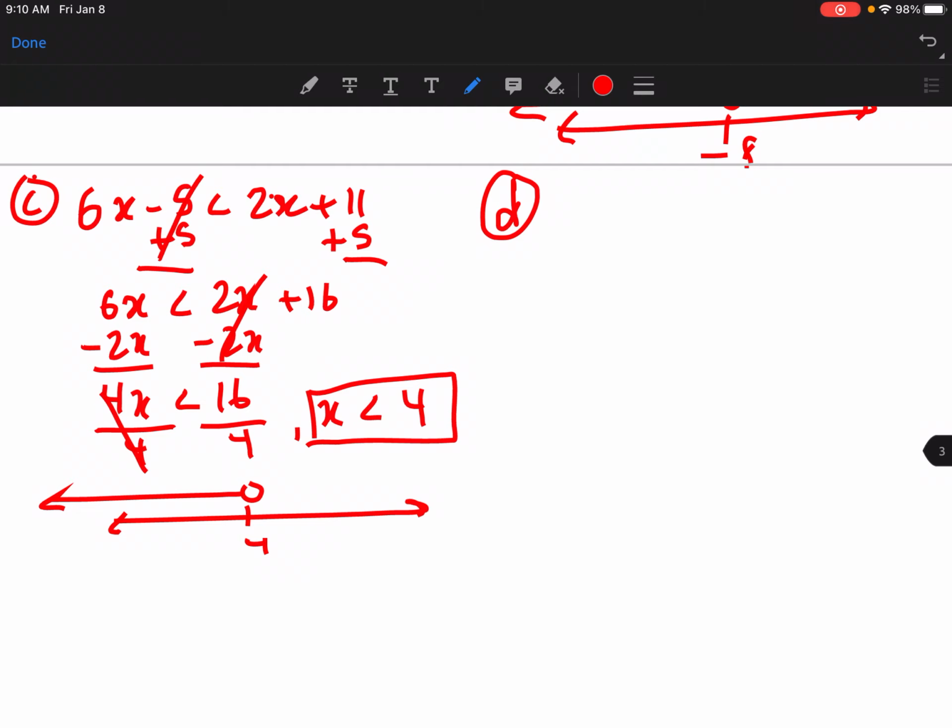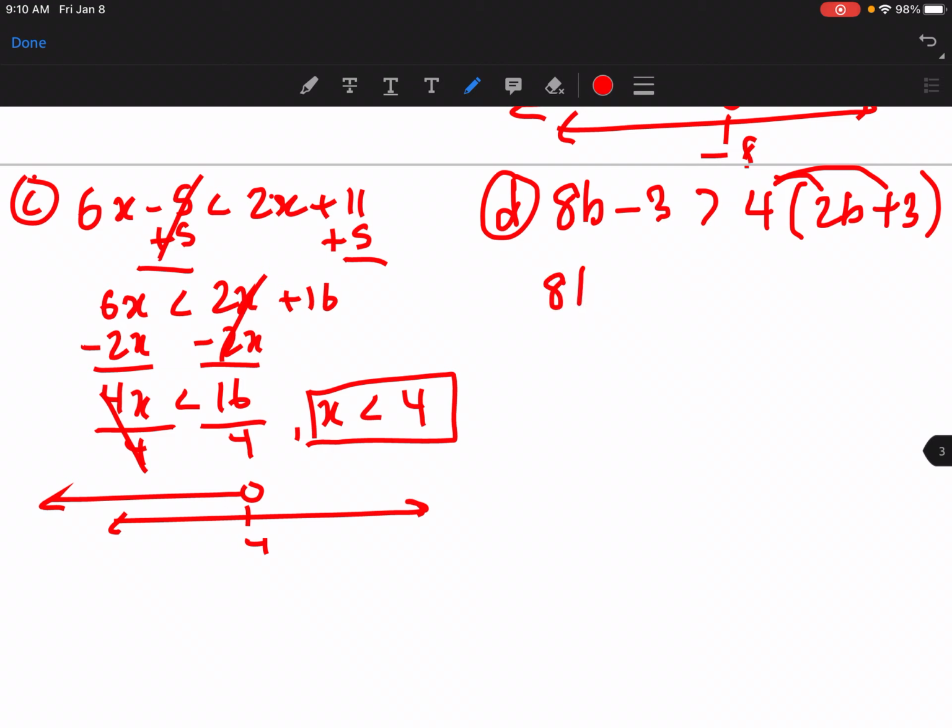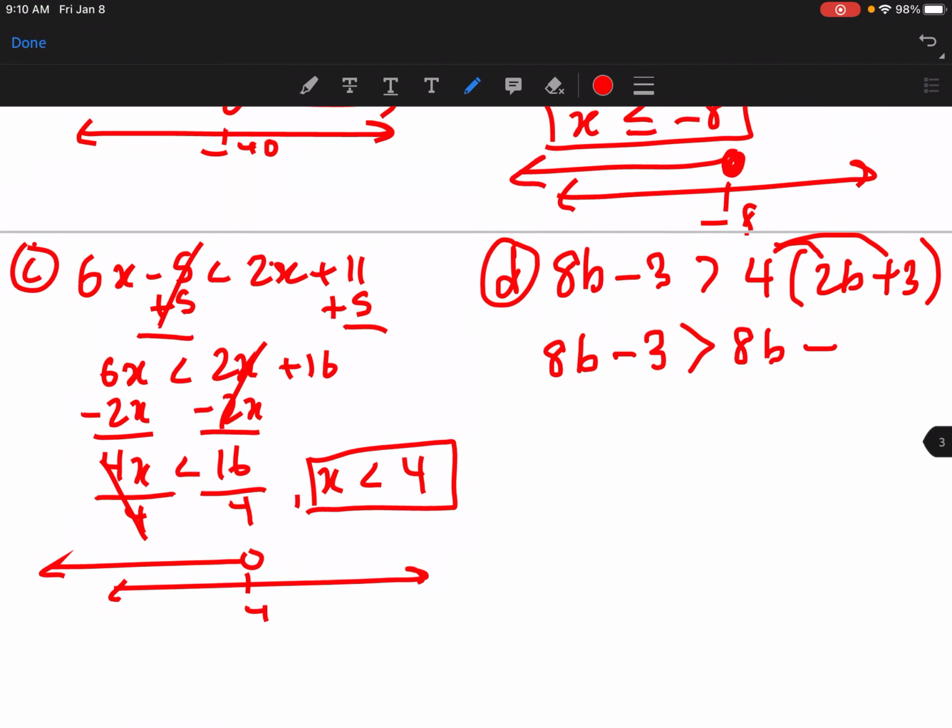This time, what if I have 8b minus 3 is greater than 4 times 2b plus 3? Anytime I have parentheses, you have to distribute the number into both terms. So we're going to go ahead and do that. So I should have 8b minus 3 is greater than 4 times 2b gives me 8b, and then 4 times 3 gives me a positive 12.